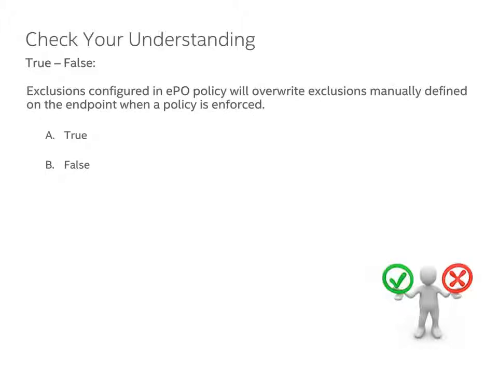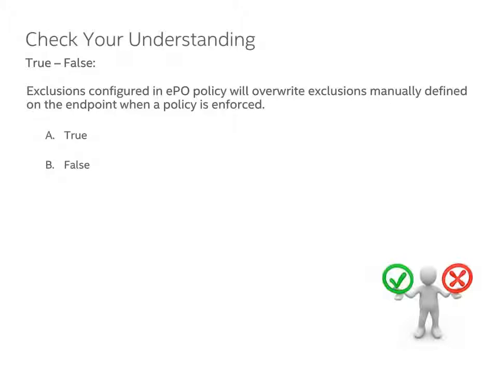Check your understanding, true or false. Exclusions configured in ePO policy will overwrite the exclusions manually defined on the endpoint when a policy is enforced. This is true. Always remember, any policy that the McAfee Agent downloads will always overwrite whatever local settings have been configured.